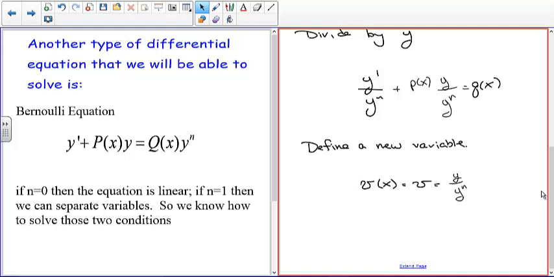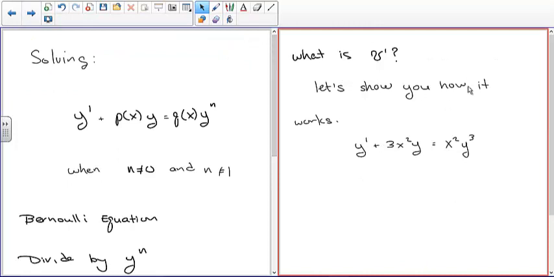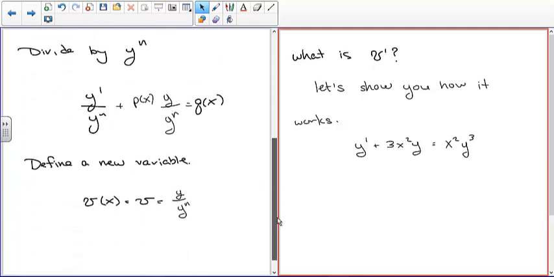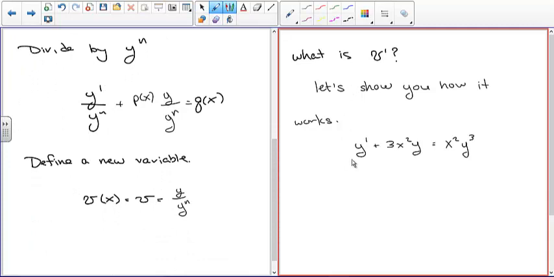So to handle the first term, we take the derivative of this thing so that we're going to get a y prime involved in that, but you'll see in a second. Okay, so what is v prime? How do we make this substitution? So let me show you how it works. I'm going to work through what we've done so far, and then show you how you make this substitution. It's easier to do it with an example.